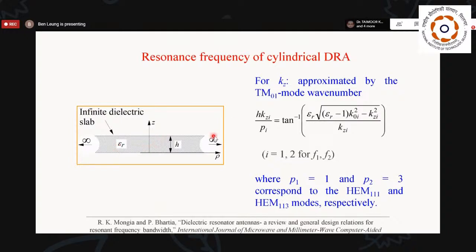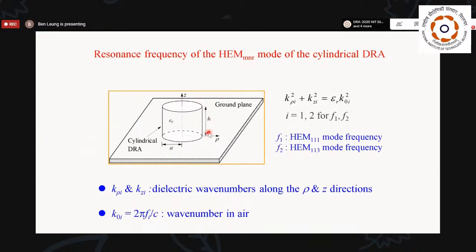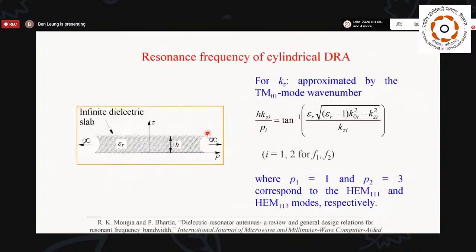So from this infinite dielectric slab, we have this formula relating the different parameters. Now, the thickness of this dielectric slab is h, which is the height of our DRA. Again, based on these two parameters, k_rho and k_z, we generate a huge number of data sets, and then we use the curve fitting technique to determine the dimensions of the cylindrical DRA.